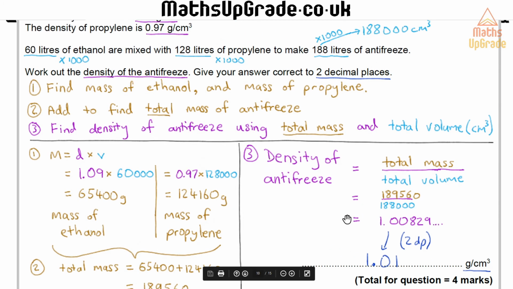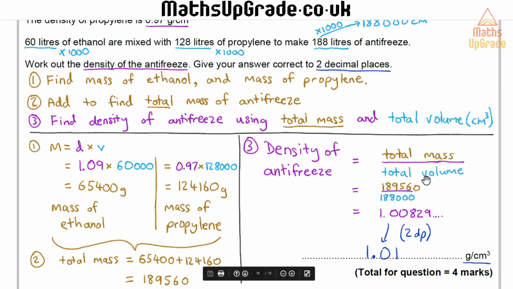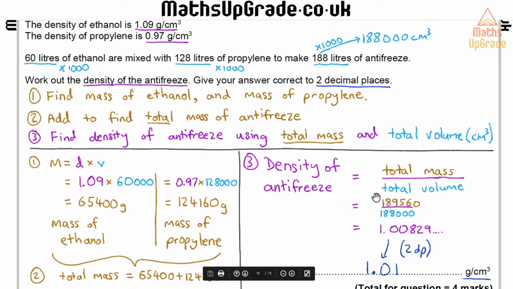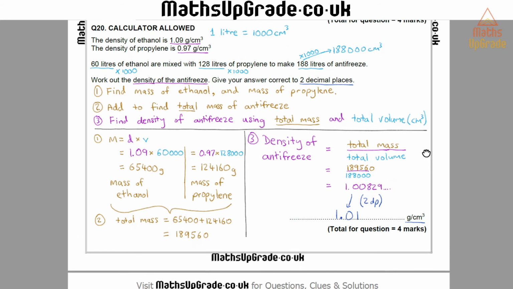So now the density, let's just check the units. I need the density in grams per centimetre cubed according to the question. So this is already in grams, and I need the volume in centimetres cubed, and I'm converting that, so that should be fine. So let's do the total mass divided by the total volume. The total volume is 188 litres converted to centimetres cubed, so 188,000. Divide those through, and I get 1.00829. To 2 decimal places, that's 1.01 grams per centimetre cubed. The whole question there is worth 4 marks.